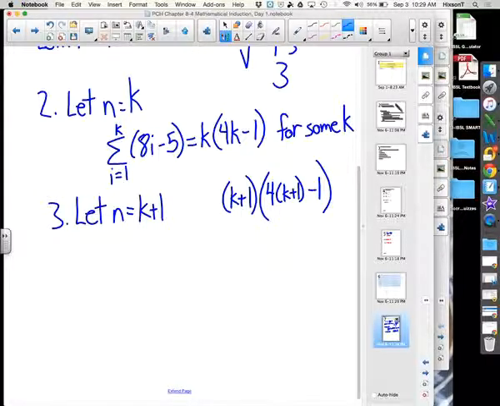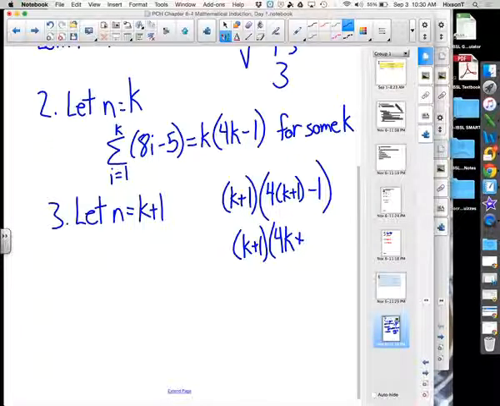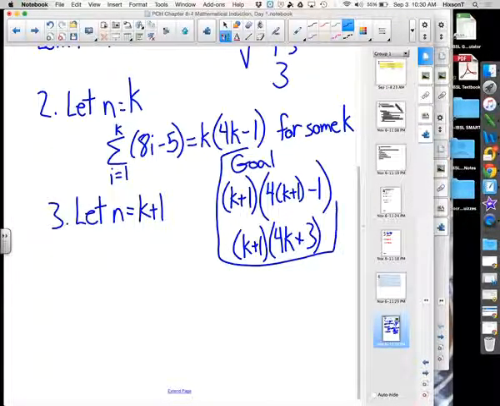I simplify what's in here, and I have a k plus 1 times a 4k plus 4 minus 1, which is a plus 3. Now, remember, that is the goal. That right-hand side, that's what we want it to look like.